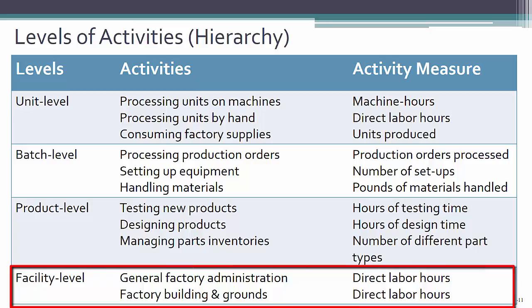Facility level activities, then, are carried out regardless of which products are produced, how many batches are run, or how many units are made. For example, heating a factory and cleaning executive offices are facility-level activities. Most often, the allocation base for a facility-level activity is the hardest to determine or directly associate with cost. Facility-level costs are often allocated using an activity measure that's very generic, such as direct labor hours or maybe square footage. And managers should be cautious when evaluating the impact of these types of costs on product cost and profitability because the allocation base is so broad.